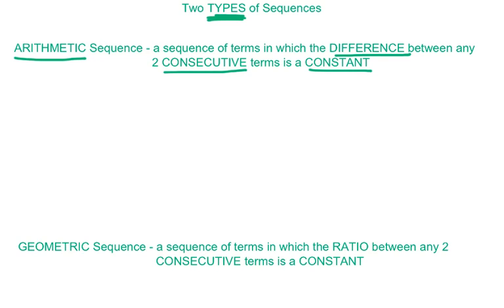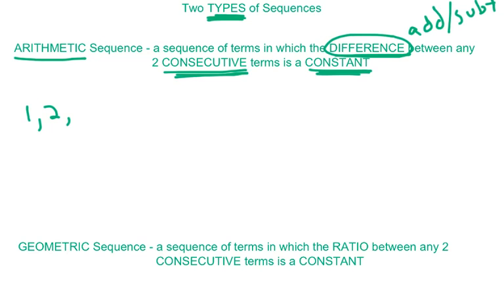Now, I say difference, but understand that we can add or subtract a constant. Just like a linear equation, we are going to have a constant change between each number. Now, consecutive just means that we are going in order from one term to the next in the sequence. Okay? Let's have some examples.